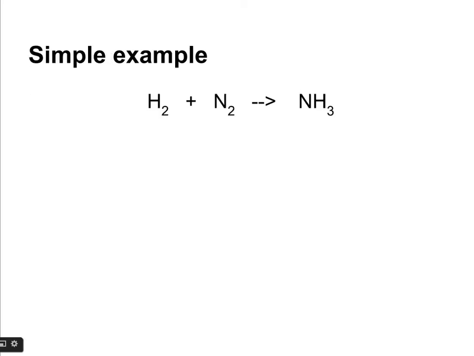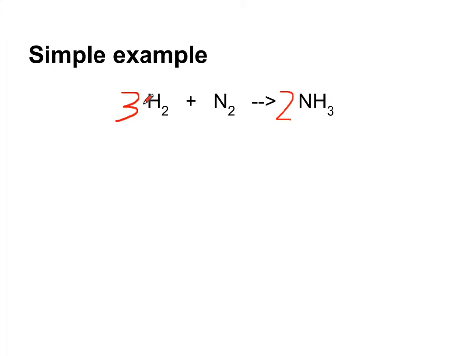So let's look at an example here. First off, we have to balance our equation. We can't have a mole ratio without a balanced equation. So to balance this one, we're going to need to put a 2 in front of NH3, and that means we'll have to put a 3 in front of H2.